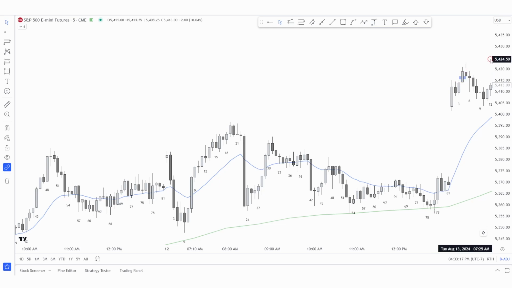There's a gap right there. These are just visual gaps, they're not accurate to the tick. It's more just visual. So there's a gap above 3, below 5.